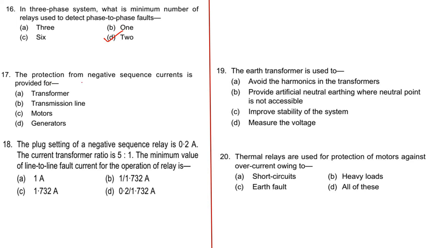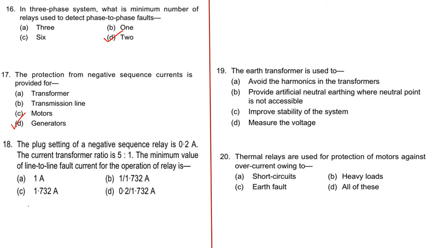Question 17. The protection from negative sequence current is provided for: Option A, transformer; B, transmission line; C, motors; D, generators. The answer is option D, generators. Negative sequence current protection is provided for synchronous generators. Option D is correct.